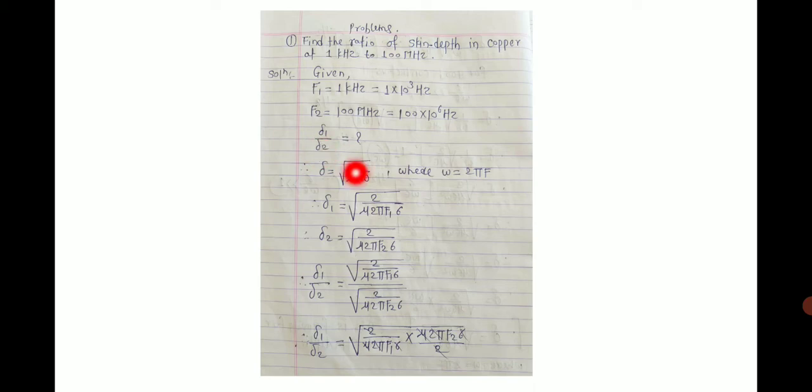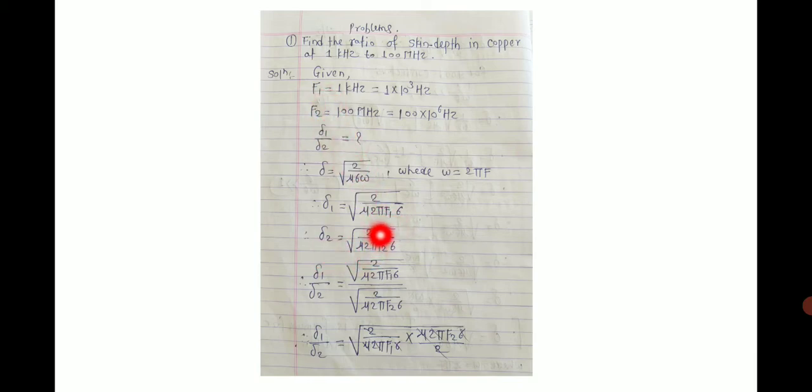But the formula is delta equal to the square root of 2 divided by mu sigma omega, and omega is equal to 2 pi f. Then we first write delta 1 is equal to 2 divided by mu, and omega is equal to 2 pi f1, because f1 and f2 are given, and sigma as it is.